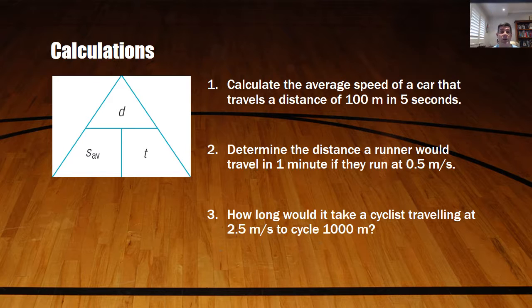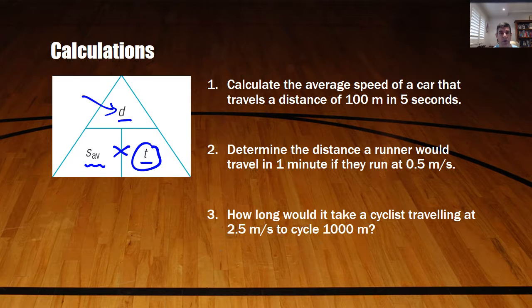It's quite useful when you're doing physics calculations to set up a little triangle like this. The purpose of this triangle is that if you cover one of these, you can find the other two. So if we know, for example, that the average speed is equal to the distance over the time, then we can find the time by dividing the distance by the average speed, or we can even find the distance by multiplying the average speed and the time together.